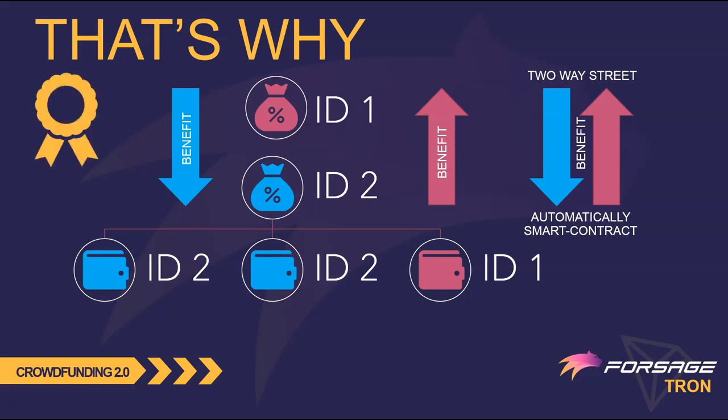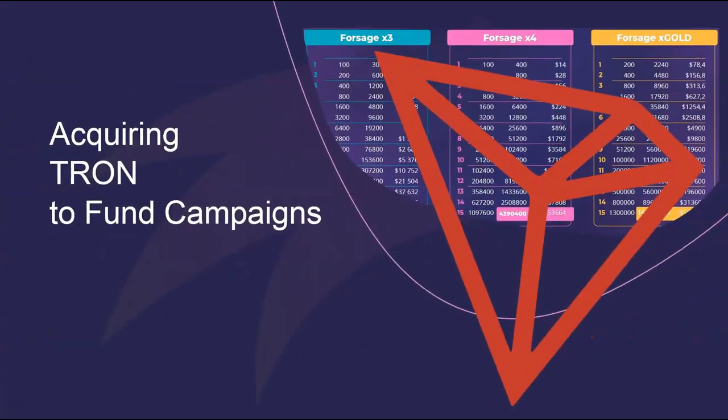You now understand this platform better than 95% of anyone who's ever even heard of Forsage. But to complete your mastery of this new era of crowdfunding, we need to visit one final topic. All of the technology, smart contracts, and various program structures ultimately drill down to one singular purpose: Acquiring Tron to fund campaigns.